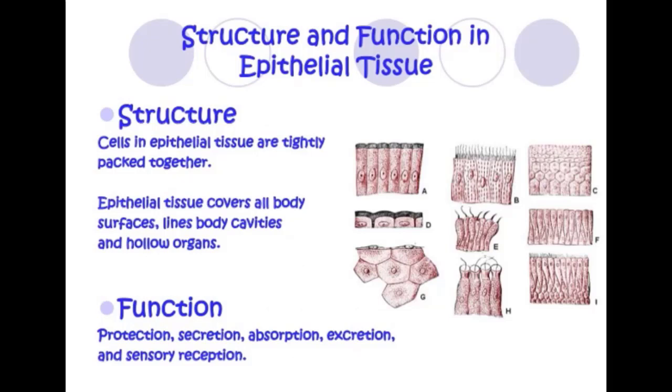You can see A, B, C, D, E, F, G, H, I, different shapes of epithelial tissue. It is just like that because they are present in different parts of your body and they are performing different functions. So they are present in different shapes because of their function. Different function, different shape.